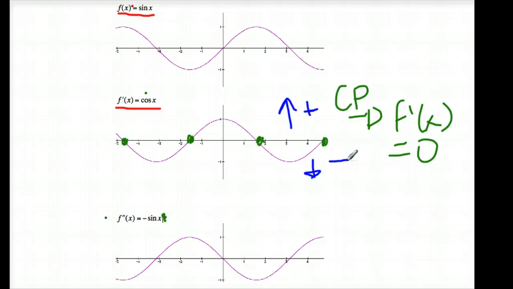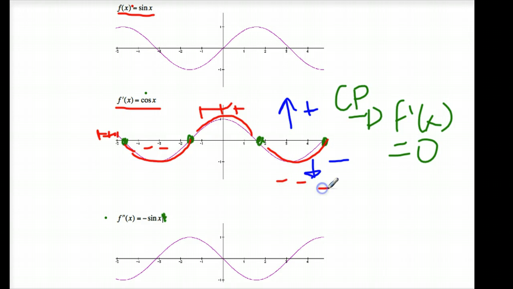So all I'm going to do is actually label our sections. So if you notice, this is above the x-axis. So this section right here is positive. This entire section right here is below the x-axis, which means this is all negative. This up here is above the x-axis, so I'm positive. And this down here is below the x-axis, which means I'm negative.